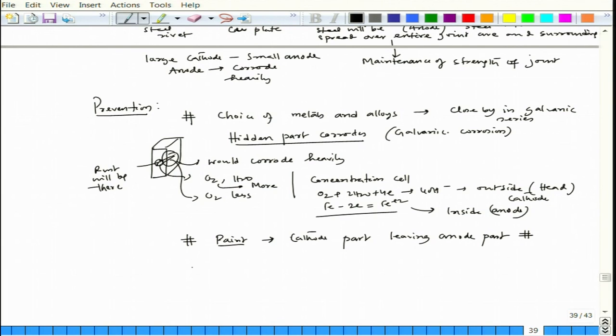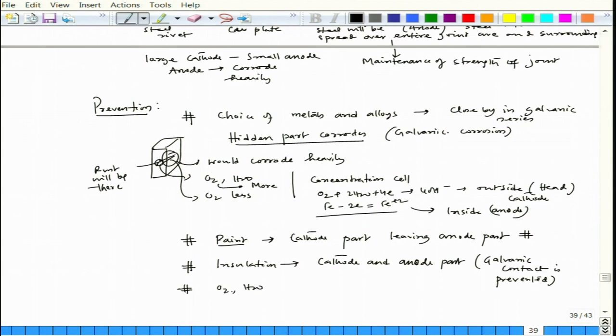Then we have insulation. Insulation means somehow you insulate the cathode and anode part, so that the galvanic contact is prevented. Galvanic contact is prevented. So, then also you will have a lot of advantage. There could be issues like if you can take out oxygen and moisture, those can be considered as corrosives, or chlorine ion, which is actually acting against the passivation. So, if you remove these corrosives, you can prevent corrosion, galvanic corrosion.